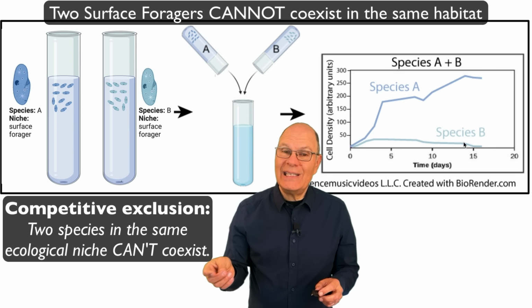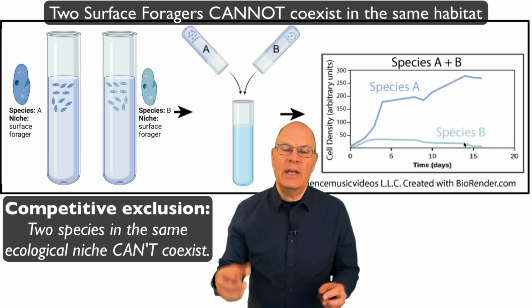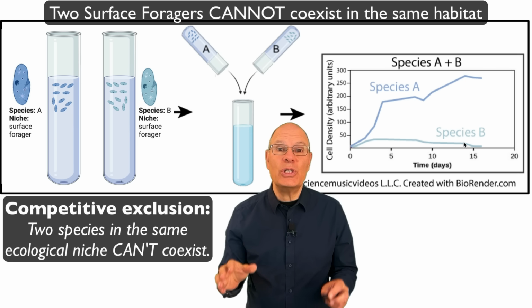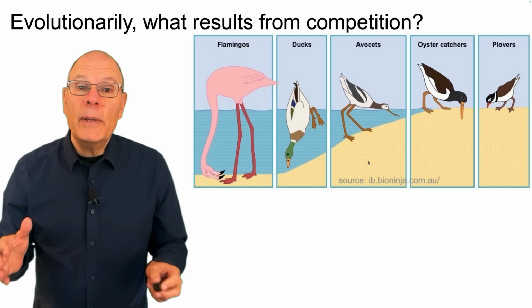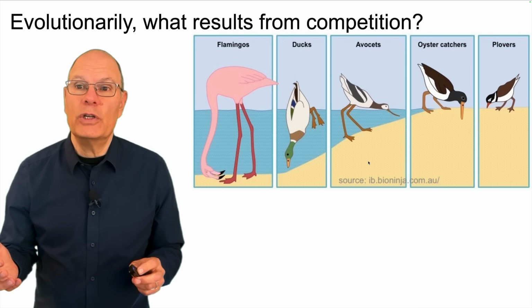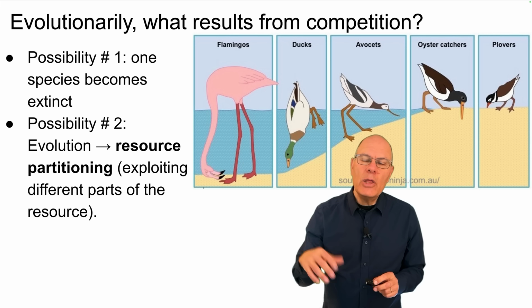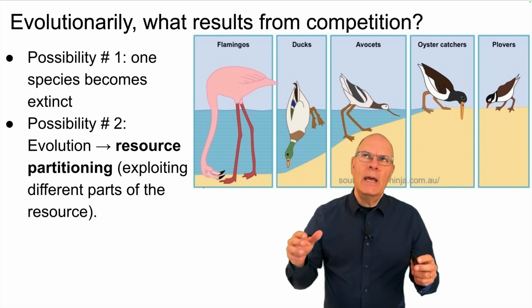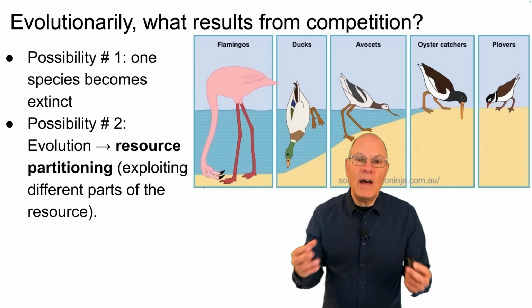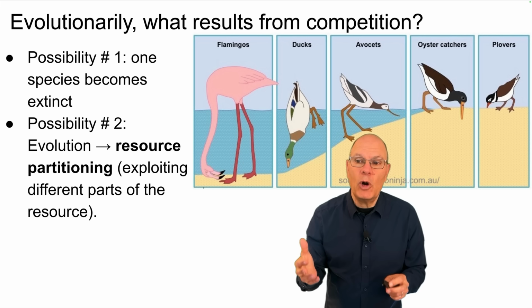What did we see? We see two species in the same ecological niche can't coexist. That's Gause's competitive exclusion principle. Over long periods of time, competition can be a powerful evolutionary force. One possibility is that species become extinct. The other possibility is that the competing species evolve through natural selection to do something called resource partitioning.